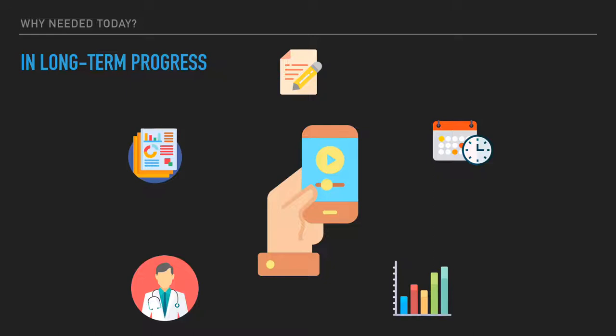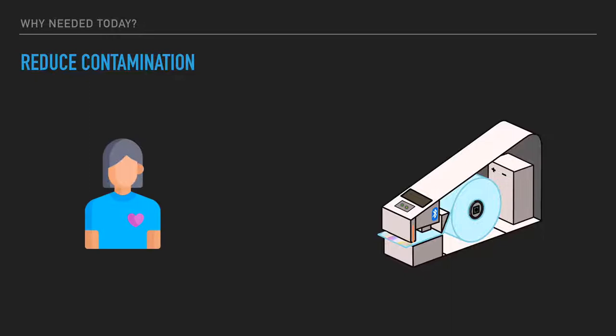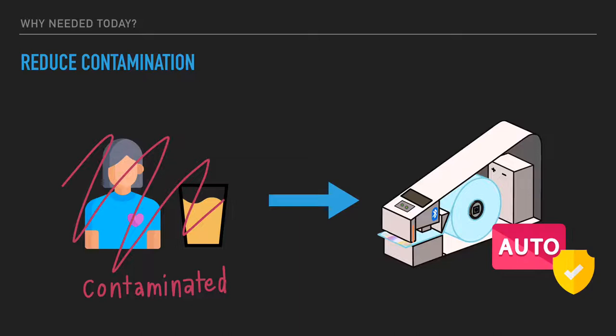Lastly, reduce contamination. When you have to collect the urine by yourself, sometimes it can be contaminated. But our Urine Horn can examine the sample automatically without touching, so it becomes safer.